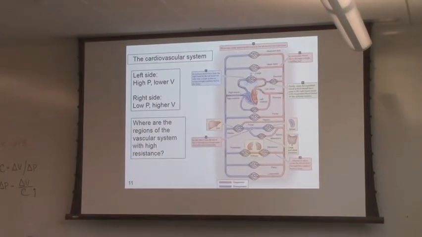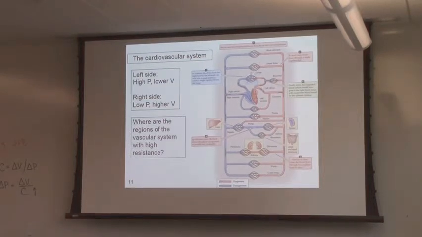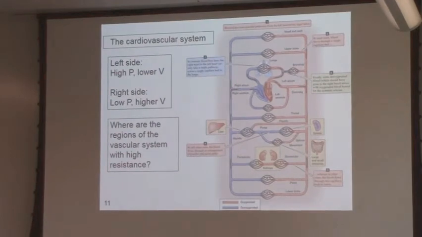Where are the regions with high resistance? I think I've already given you the answer. This should be pretty straightforward. Where are the regions of high resistance? Arterioles. And where would we see arterioles on this cartoon? Well, I'm willing to give somebody the laser to point to where arterioles would be on this cartoon. Yes, thank you very much.